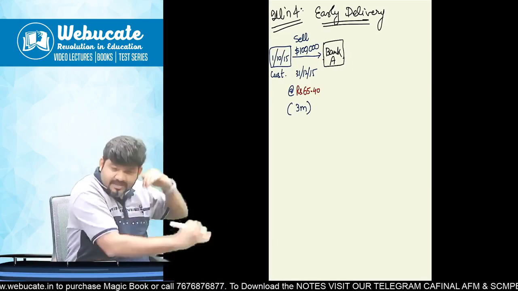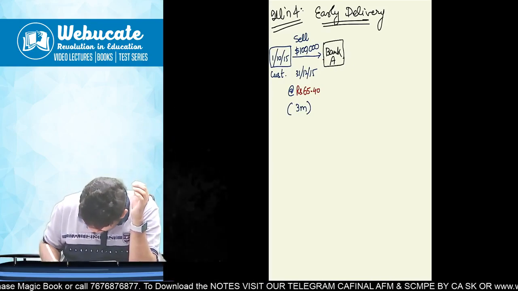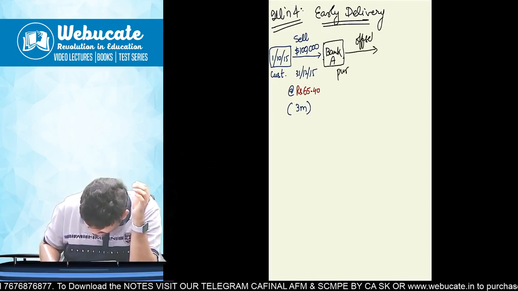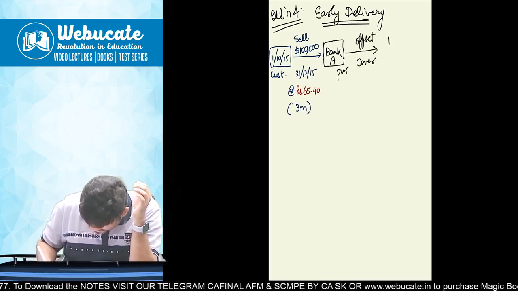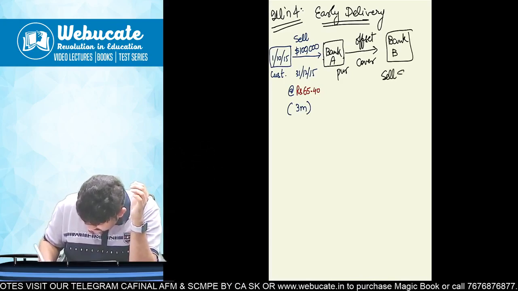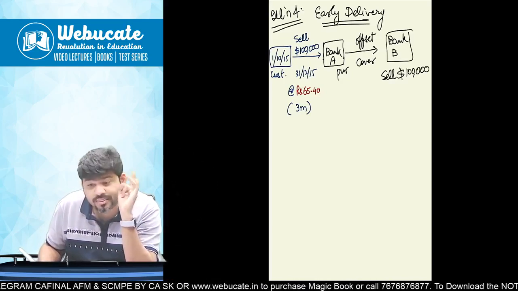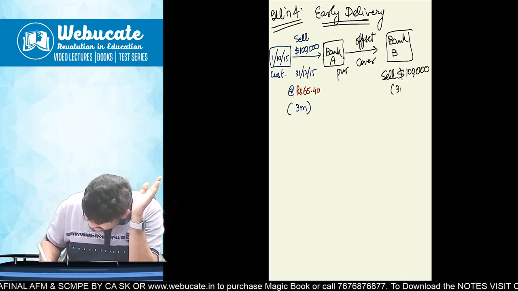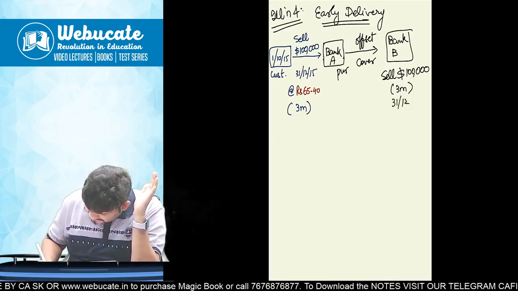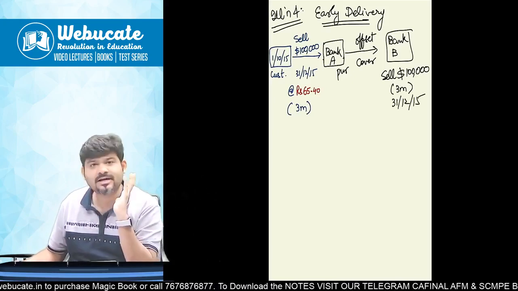How? Correct. So, bank A here is going to purchase. So, it will offset by selling in interbank. Very nice. So, bank A is purchasing. How will it offset, or cover, with bank B? Let's assume bank B. Bank A will sell $1 lakh after 3 months, which is 31st December 2015. Done, deal closed. Deal closed, yes or no? Yes, done, sir. Deal closed till here.